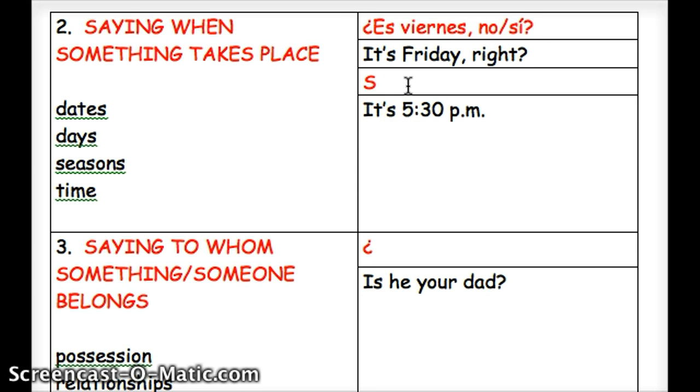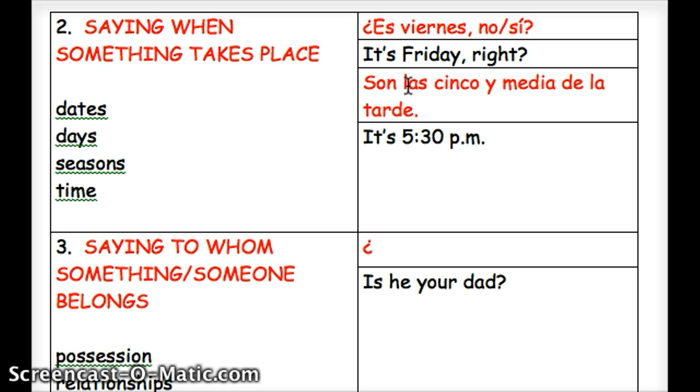of ser. Telling time. This we'll learn later, but you would say son las 5:30 de la tarde. They are the 5:30 hours of the afternoon.